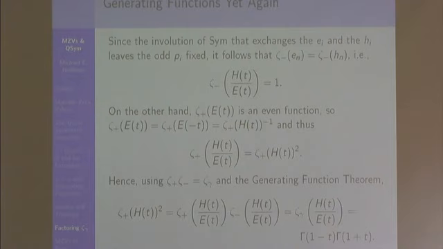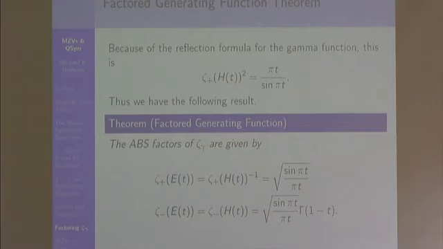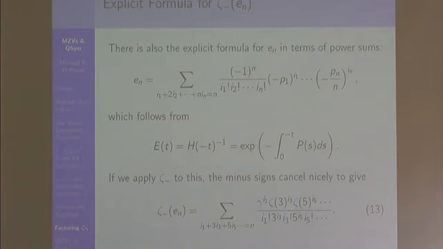Okay, well, there's a reflection formula for the gamma function that says that latter thing is just pi t over sine pi t. So you wind up with the following result, which I call the factor generating function, which says that zeta plus of e of t is the same as zeta plus of h of t inverse, which is the square root of sine of pi t over pi t. And zeta minus, the odd one, is the same as zeta minus of h of t, is what it has to be for the product to come out right.